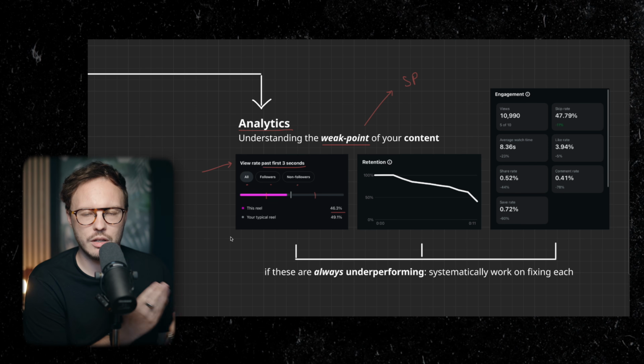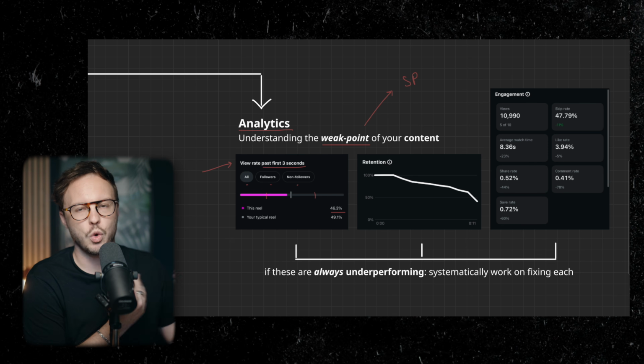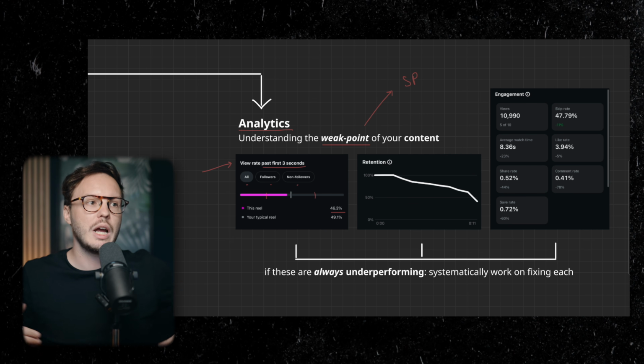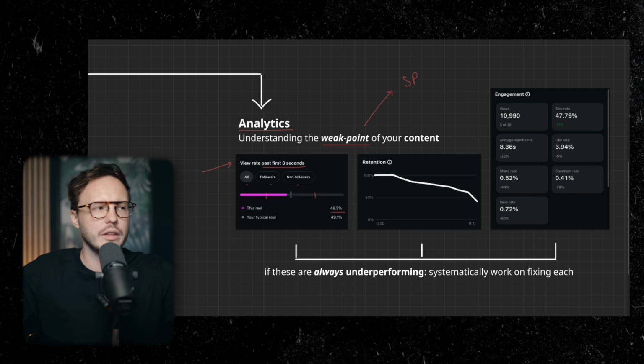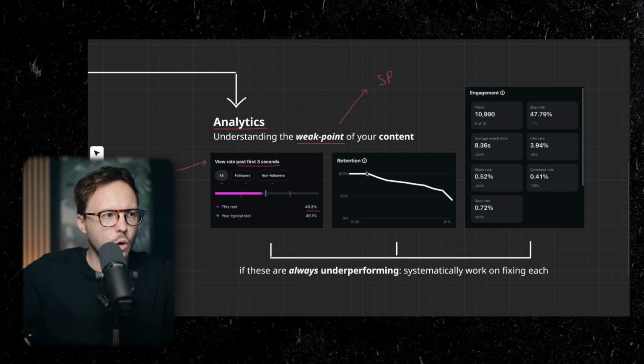And try to find patterns from within your own content. When is it higher? When is it lower? What kind of words do you use? How does the first frame look? How long is the video? Do you have text on screen or not? And stuff like this. You can also use, obviously, the whole retention graph.